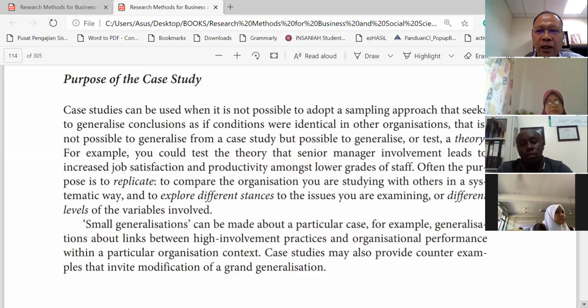Okay. You cannot make generalization. However, small generalizations can be made about a particular case. So you can say, for example, there is a link between high involvement practices and organizational performance within the particular organization context that you study. So you cannot make generalization about all other organizations that have not been studied.